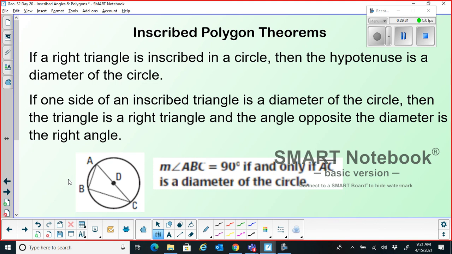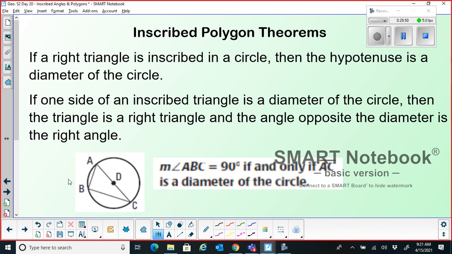Some more theorems for inscribed polygons. If a right triangle is inscribed in a circle, then the hypotenuse is the diameter of the circle. Whenever you have a right triangle inscribed in a circle, the hypotenuse will be the diameter of the circle. Keep that in mind.